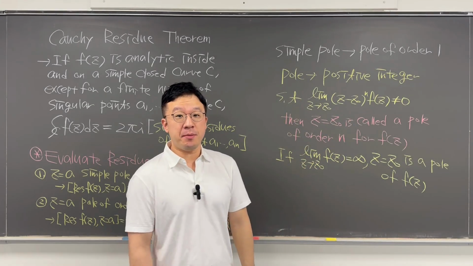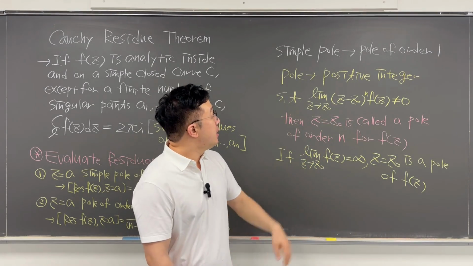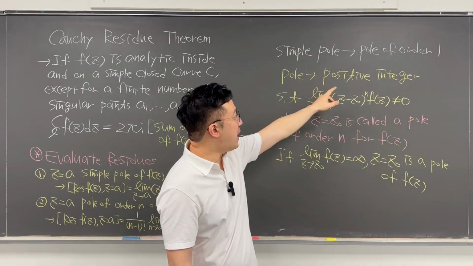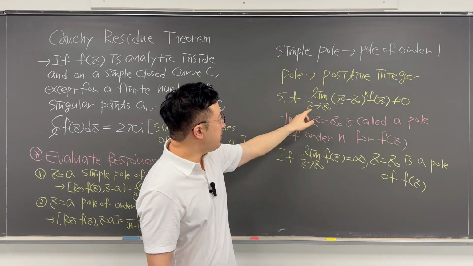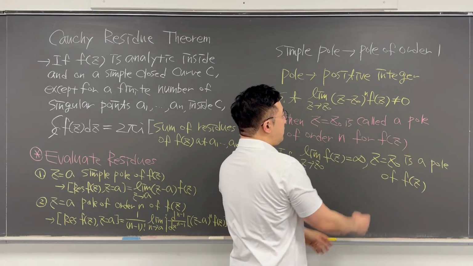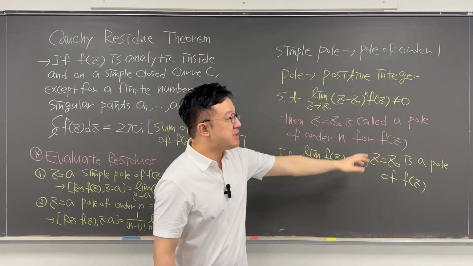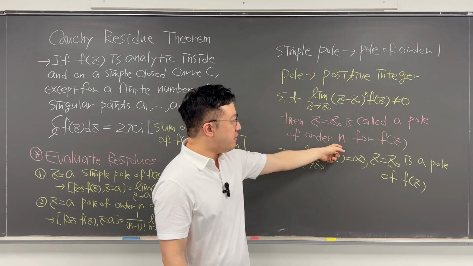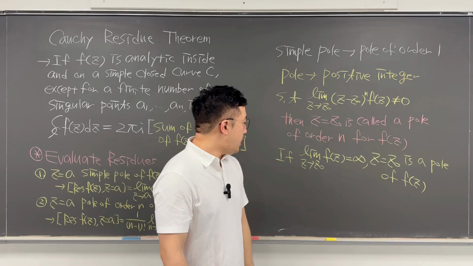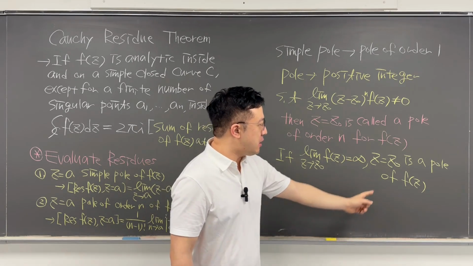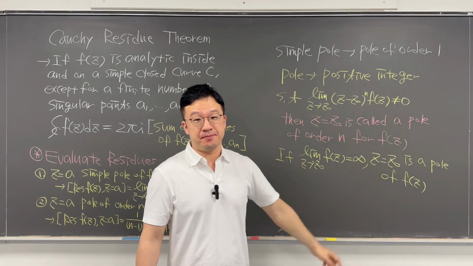Okay, before we move on to some examples, let's talk about a pole. So like I said, a simple pole is a pole of order 1. And if n is a positive integer such that the limit z going to z naught of z minus z naught to the power of n times f of z is not equal to 0, then we can say that z naught is called the pole of order n for f of z. And if the limit z going to z naught of f of z is infinity, then z naught is a pole of f of z.